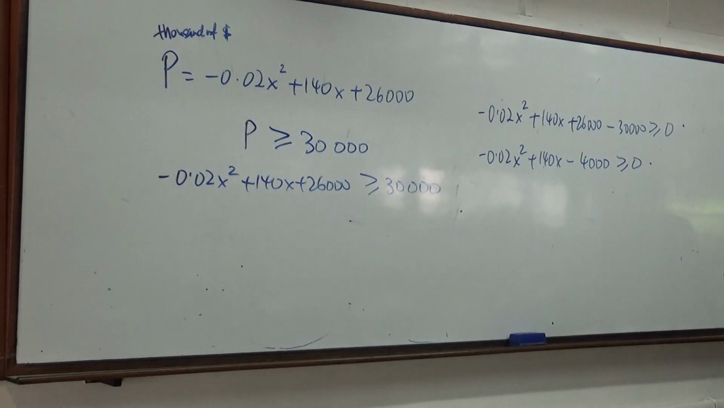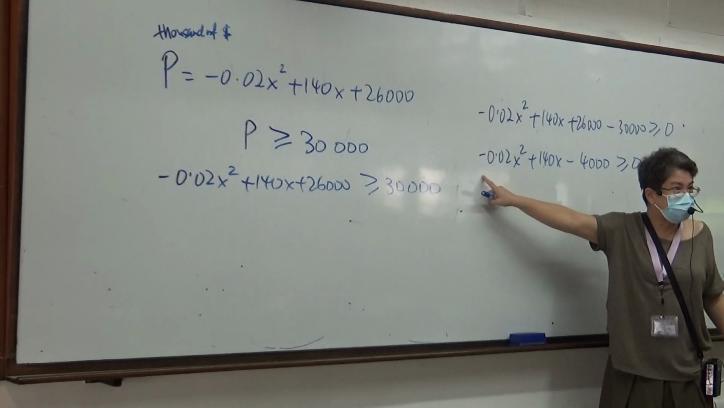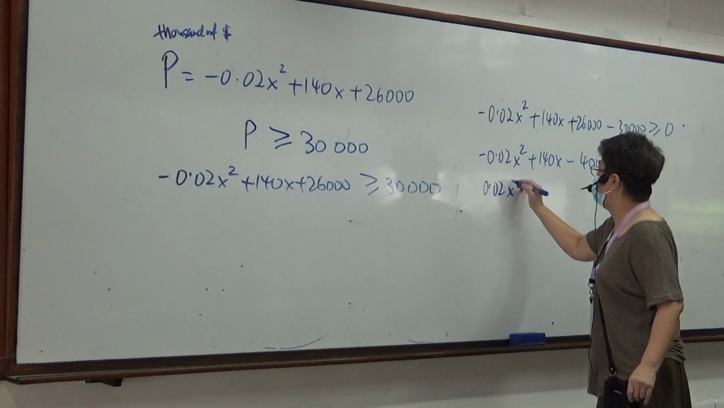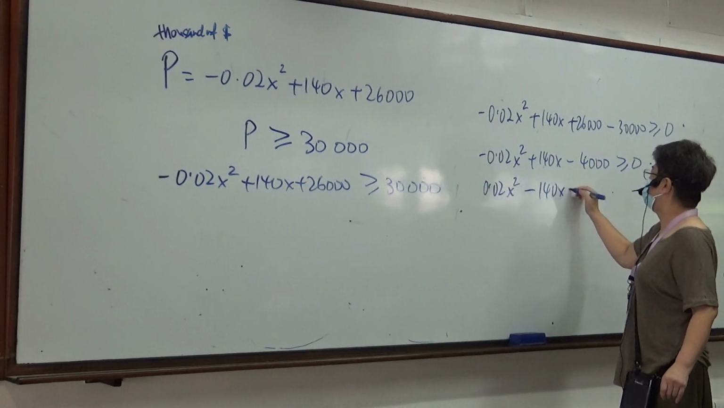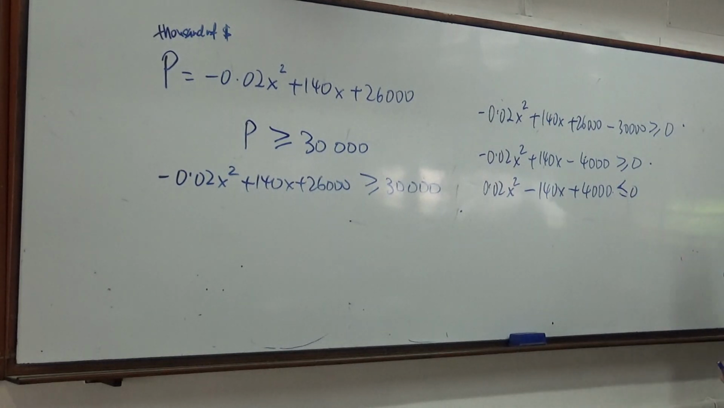Is this correct? Okay. Now, I don't want a negative coefficient. I want a positive. So I multiply by negative 1. So I'll have this. This one will flip, right? Correct. Now, this one is of course very difficult to factorize. Don't factorize, understand? Just go and solve it.